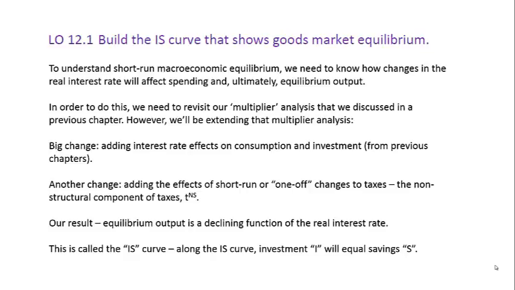And our result is going to be an equilibrium output schedule, and we're going to see that that's a declining, a negative, and an inverse function of the real interest rate. And this is the curve that we're going to call the IS curve. And why do we call it the IS curve? Well, along the IS curve, we're going to find out that investment will always be equal to savings.